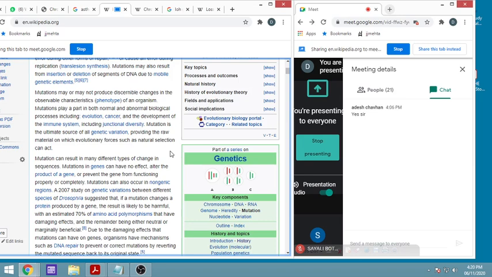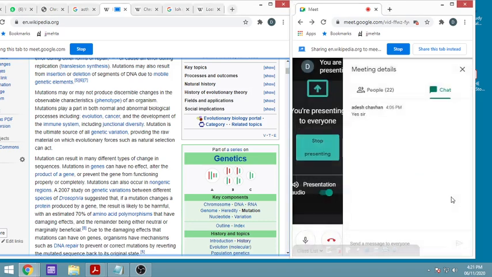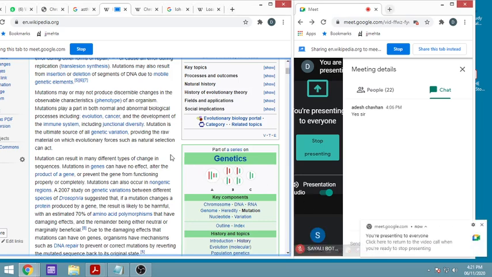It may play a part in both normal and abnormal biological processes, such as evolution, cancer, and development of the immune system, junctional diversity. Mutations are basically the ultimate source of all genetic variation. So any genetic variation occurring from one generation to the next is basically because of mutations. Mutations can result in many different types of changes in the sequence of the codons or the genes.